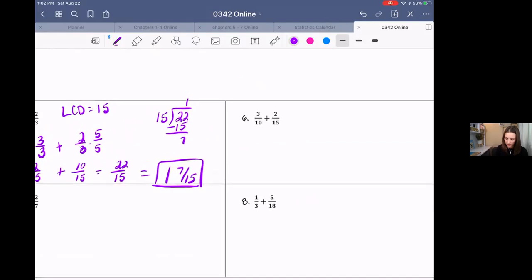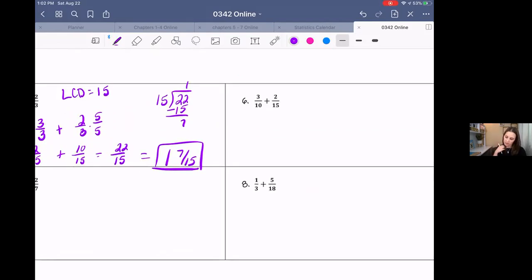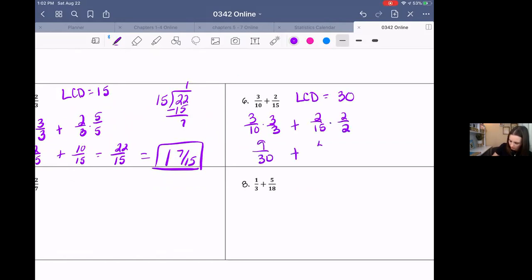Next one, 10 and 15. 10, 20, 30. 30 would work for your least common denominator. You might have used a bigger number, and that's okay. You just have to reduce your answer at the end. So this is going to be multiplied by 3. This is going to be multiplied by 2. So we have 9/30 plus 4/30 is 13/30.